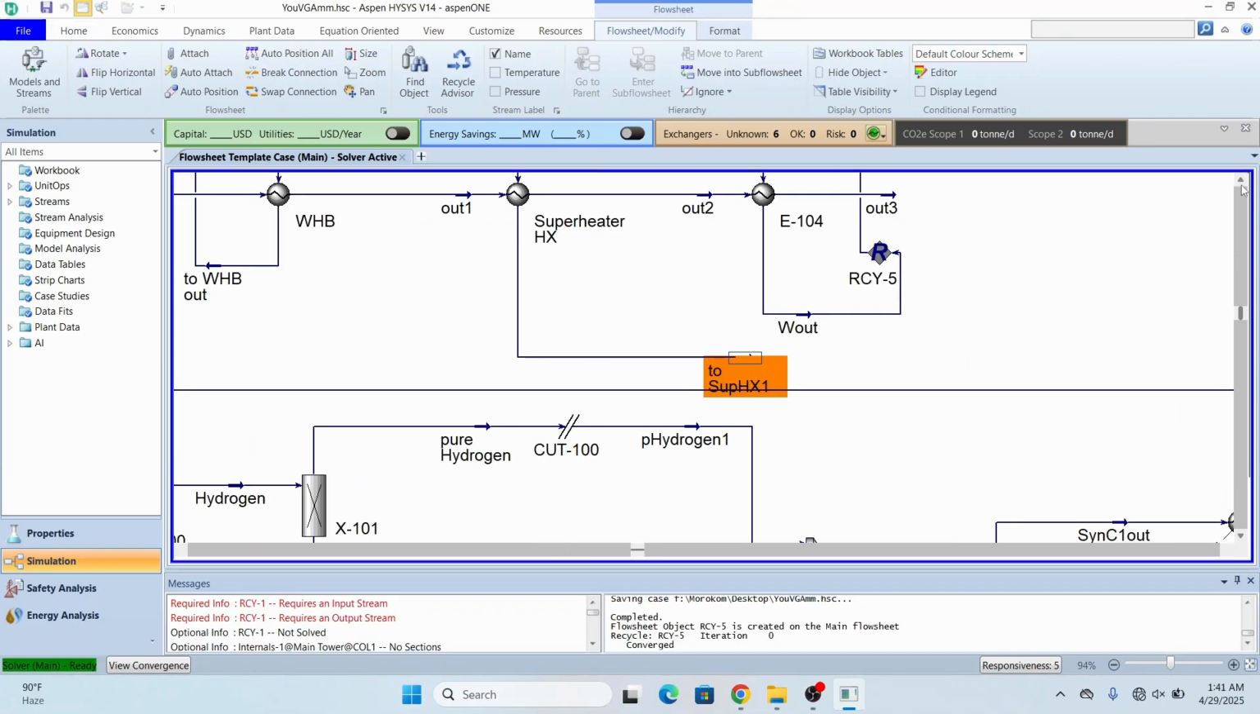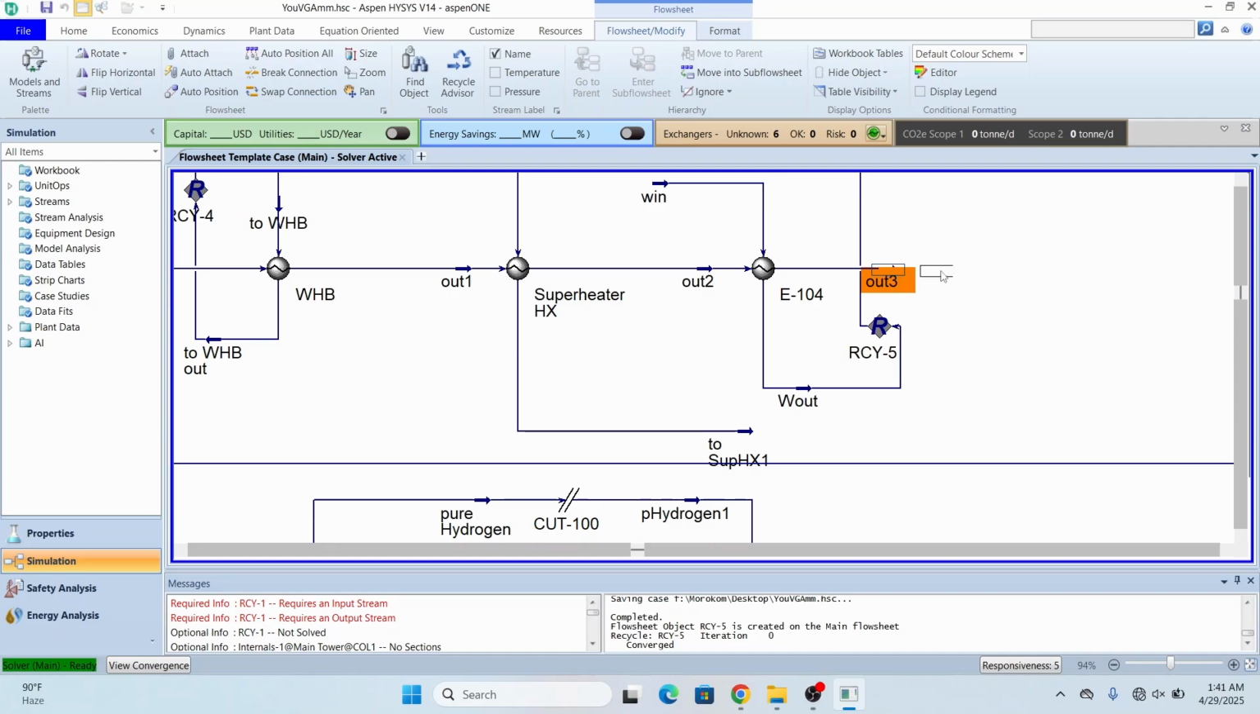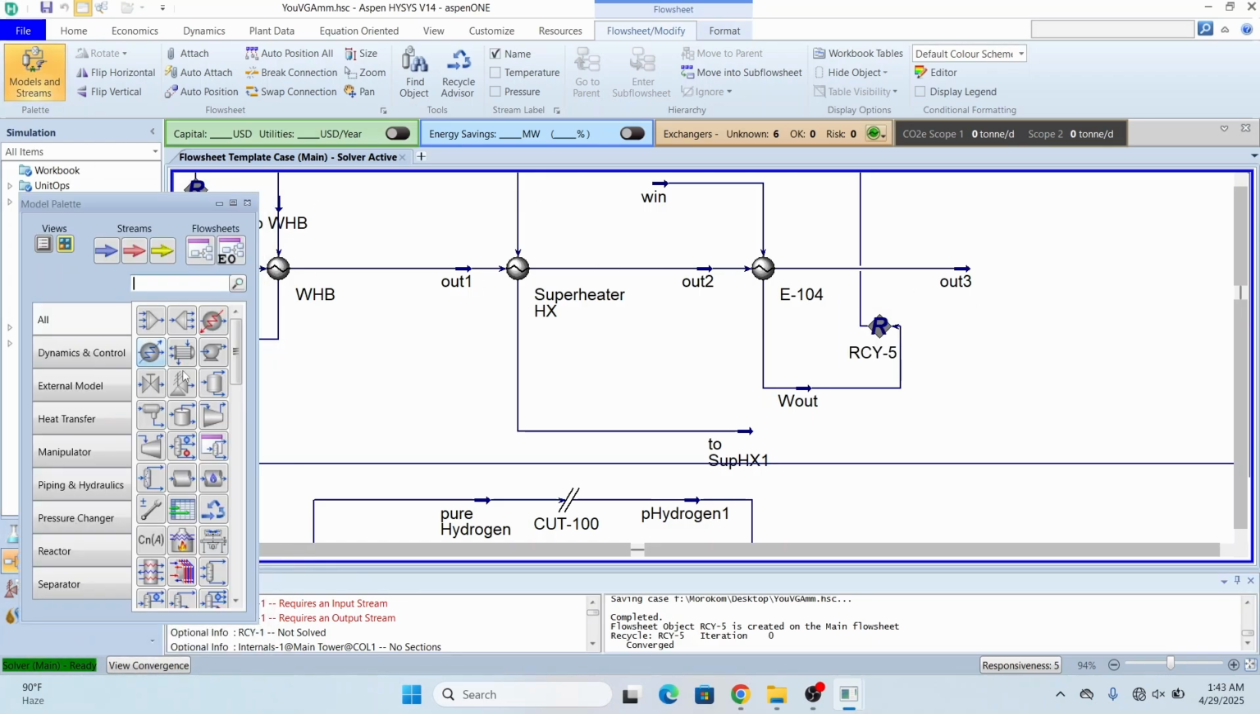It is converged. Till now, starting from 483 degrees, we have decreased the temperature to 316 degrees. So now the next heat exchanger will be our recycle gas heater, to increase the temperature from 4 degrees to 225 degrees. That was the inlet temperature of the reactor. So again, I will go to my model sheet, press this heat exchanger and place it over here.